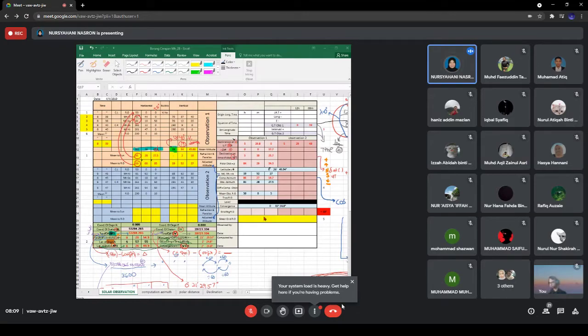Okay, before that, I want to recap again about our last 2 weeks' calculation, from polar distance until computation azimuth, before we complete our calculation. Before this, you stopped at observation azimuth. I think I forgot to tell you something about the observation azimuth. It's okay, I will recap again, and then we proceed with our calculation.